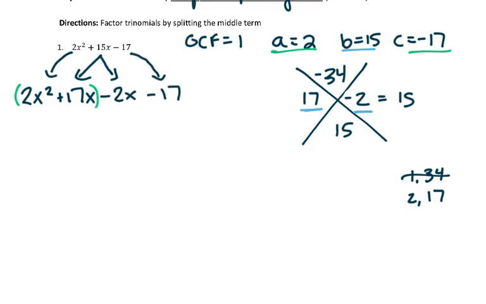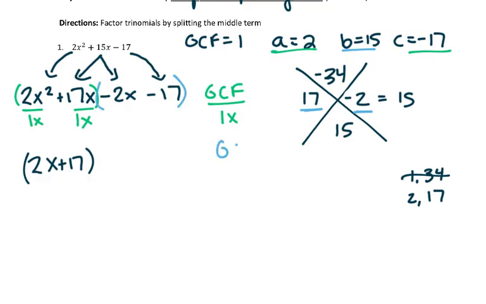We're going to group the first set and take out the GCF. So the GCF for the first set is 1x. If we divide by 1x, we wind up getting 2x plus 17. In the second set, my GCF is negative 1. Now it's negative because it starts with a negative here. If I divide by negative 1, I wind up getting 2x plus 17.